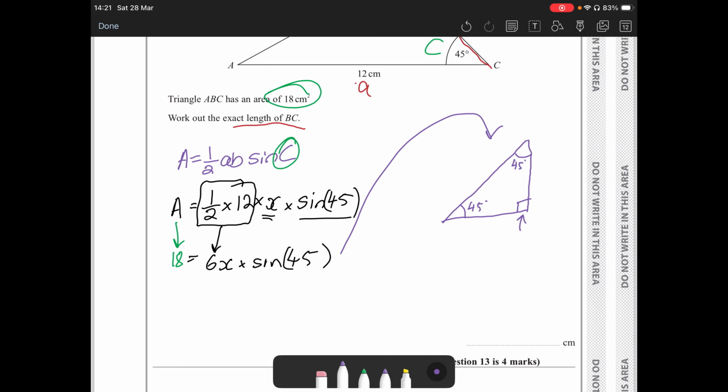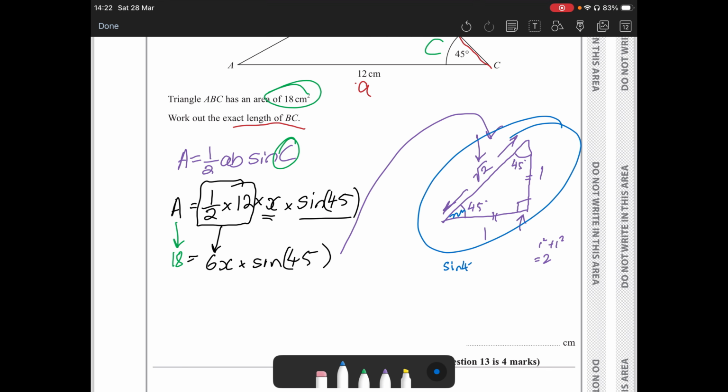Now, I'm going to purposely choose side lengths 1 and 1. It's an isosceles triangle, so they both have to be 1. You can use Pythagoras to get the hypotenuse here. So 1 squared plus 1 squared is 2, and you square root that to get root 2. Why am I doing all of this, you ask? Because now I know that sine 45, using SOHCAHTOA, is opposite 1 over root 2. So look, I've just found what sine 45 is.